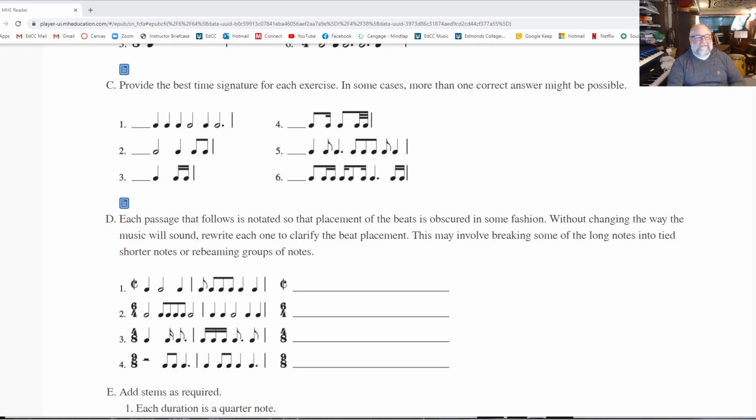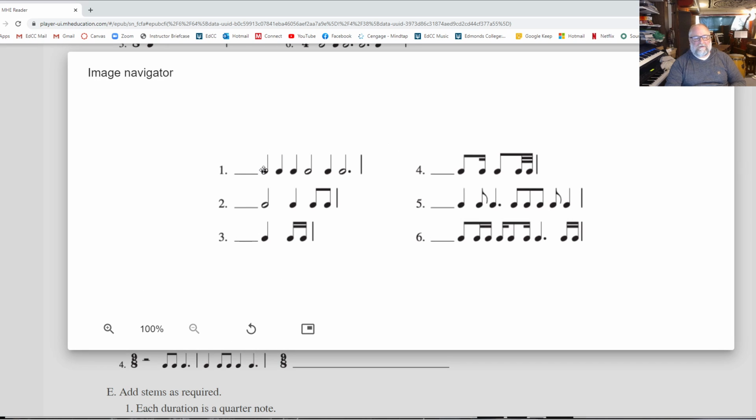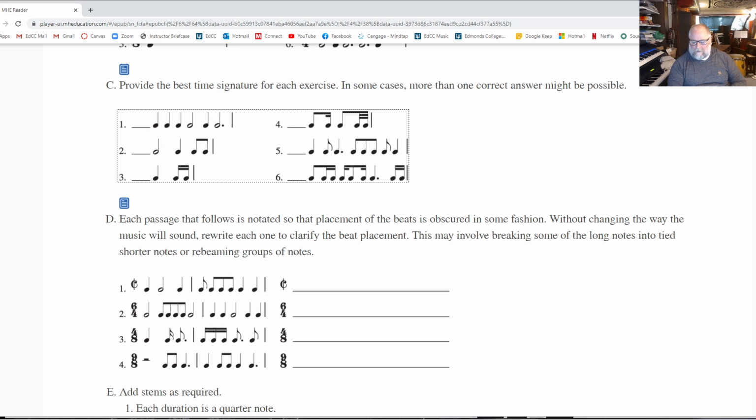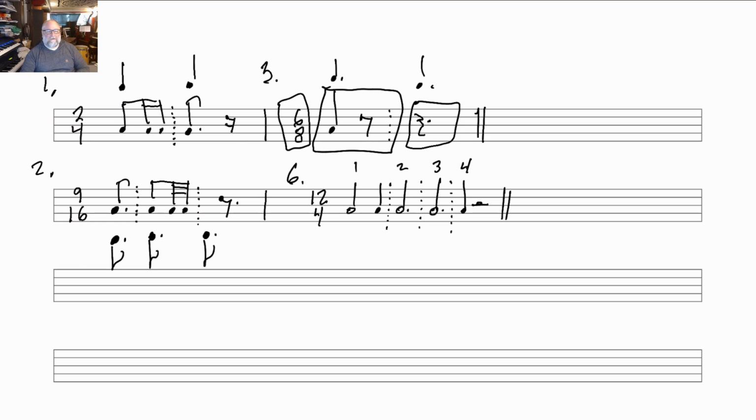All right, so we're going to look at section C now. Section C is where we look at some given rhythms and we do our best to guess what the time signature could be. So I'm going to go ahead and jot a couple of these down. In these examples, it's possible that more than one time signature is a correct answer. It's very possible.